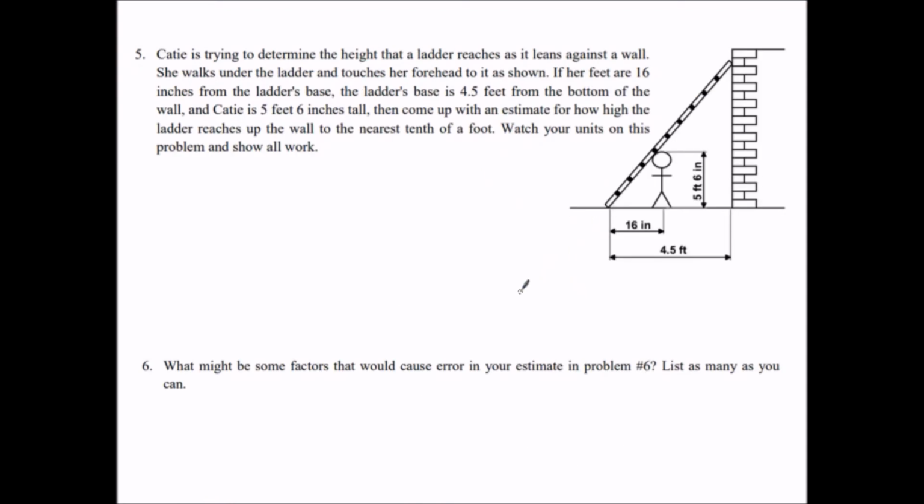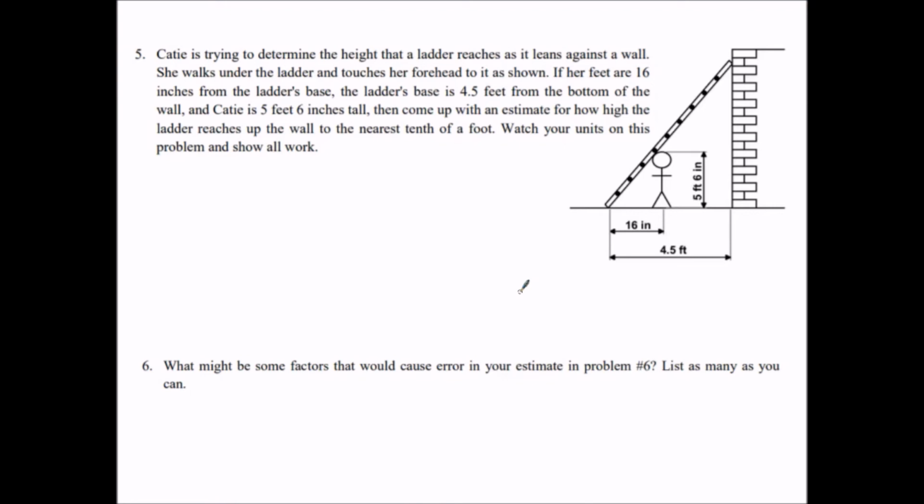Katie's trying to determine the height that a ladder reaches as it leans against a wall. She walks under the ladder and touches her forehead to it as shown. That's weird. If her feet are 16 inches from the ladder's base, the ladder's base is 4.5 feet from the bottom of the wall, and Katie is 5 feet 6 inches tall, then come up with an estimate for how high the ladder reaches up the wall to the nearest tenth of a foot. Watch your units on this problem and show all work.